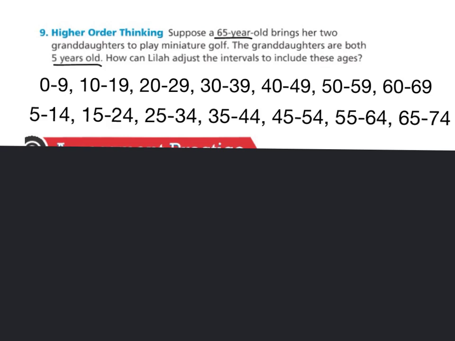Again, we just have to make sure that we're not excluding anybody. We have to make sure we're starting at least as low or lower than our youngest person, and then at least as high or higher than our oldest person here. So those would be some options, and we just have to readjust the whole thing. We can't just sneak in an interval from 0 to 5, because that's not as big of an interval as the other ones that are going by tens.